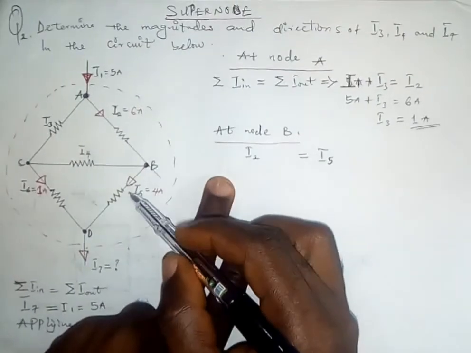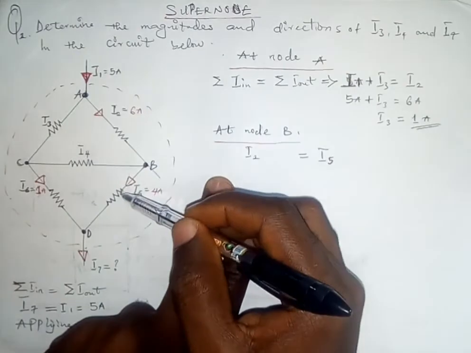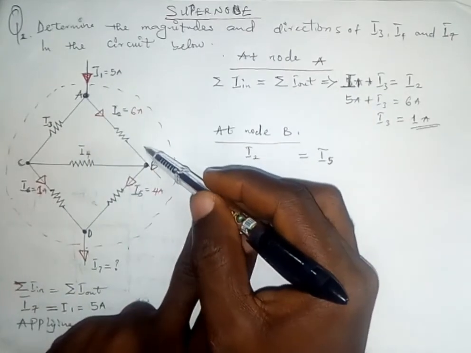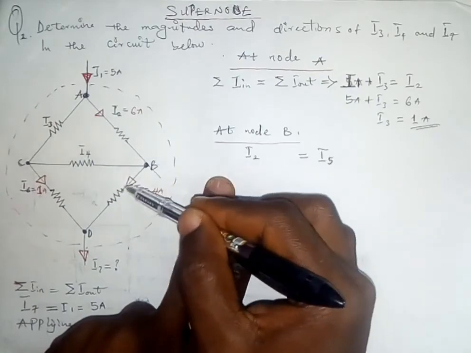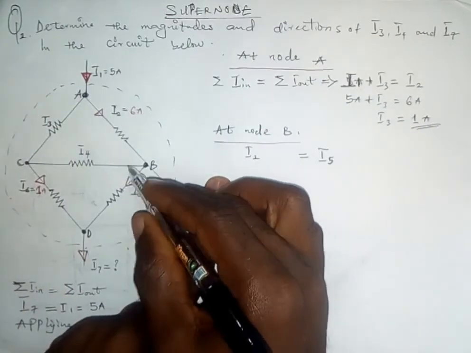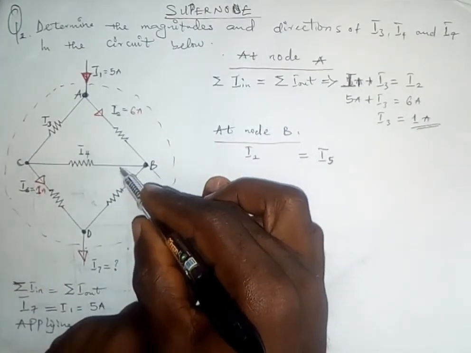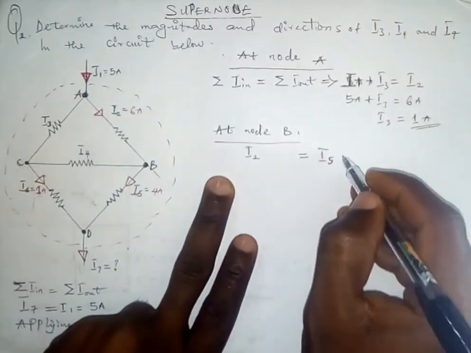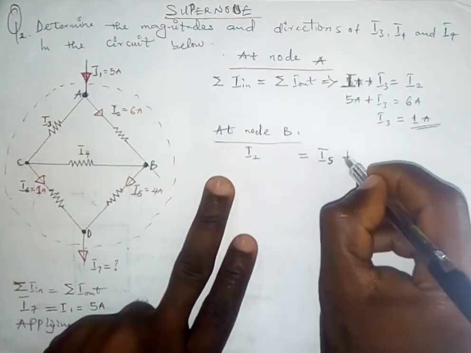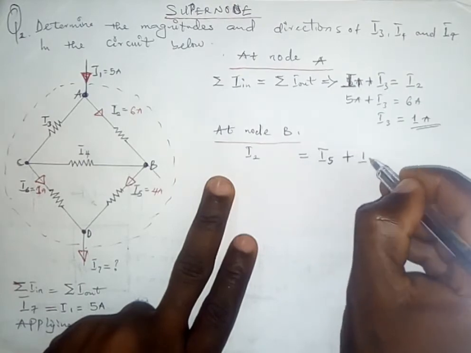So the sum of the current that is entering the node must be equal to the sum of current that is leaving the node. We have 6 that is entering the node. Definitely 6 should be leaving the node. Which means I4 is leaving the node, so that will be the direction of I4. I4 will be on the side of I5, so I4 will also be leaving the node.